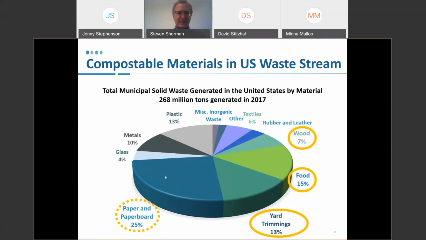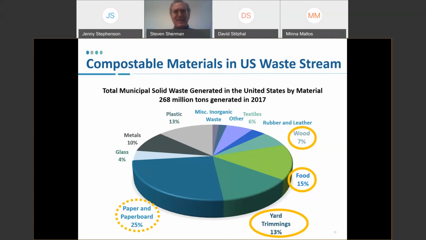And so this slide, let's talk for a minute about the amount of compostable materials overall in the whole country. Municipal solid waste, MSW as it's known, that is the materials and trash that we throw out from our homes, our businesses, and institutions. The estimate for 2017 was that 268 million tons was generated. This is more than 1,600 pounds generated per person per year.